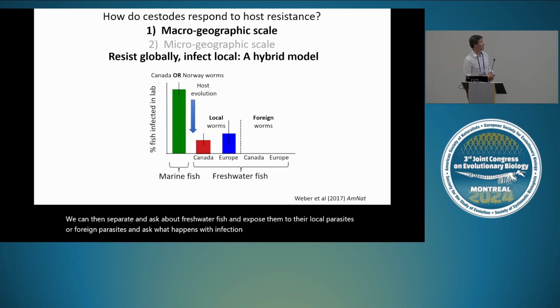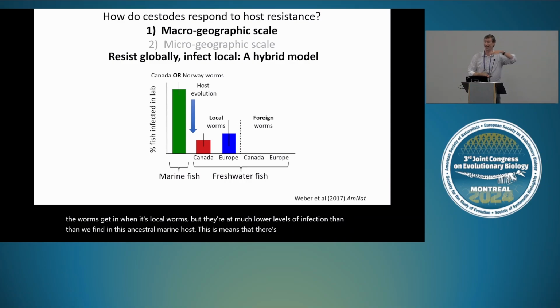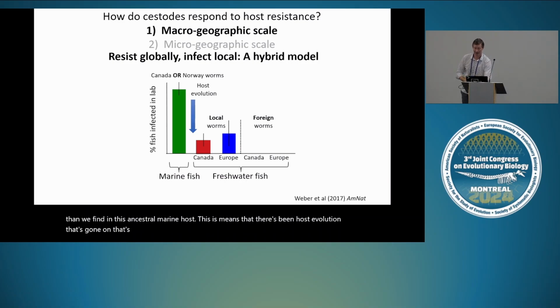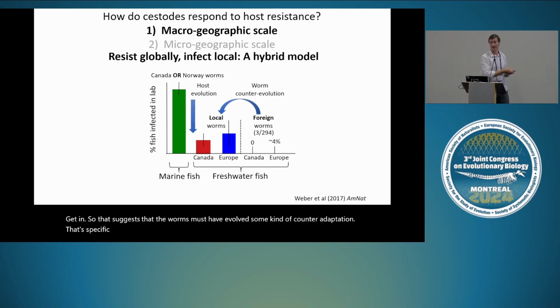In these cases, we find that the worms get in when it's local worms, but they're at much lower levels of infection than we find in this ancestral marine host. This means that there's been host evolution that's suppressing infection. But we can also show that when we expose these fish to foreign worms from different continents, almost none of them get in. So that suggests that the worms must have evolved some kind of counter-adaptation that's specific to their different freshwater hosts.